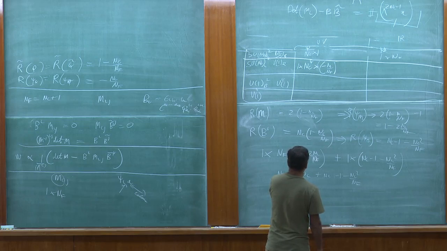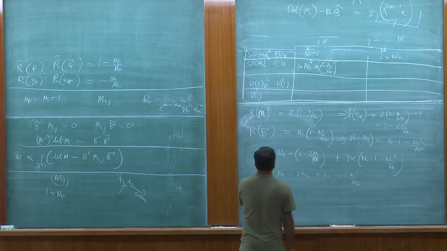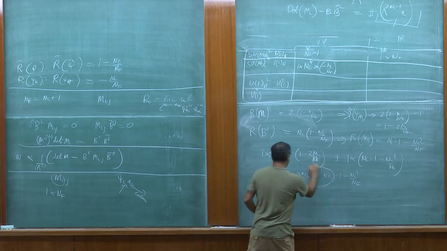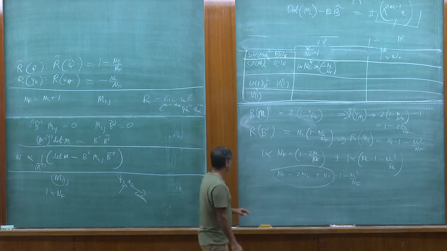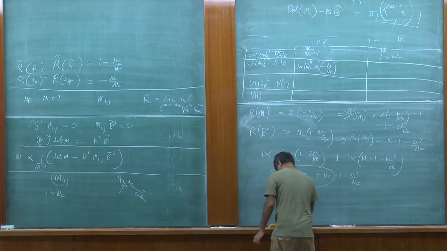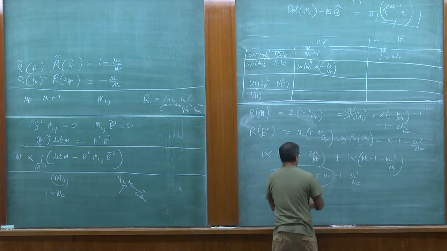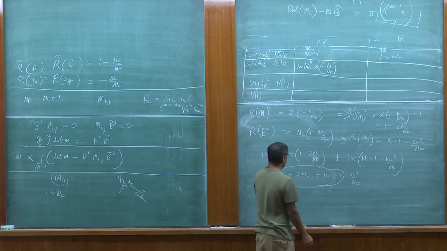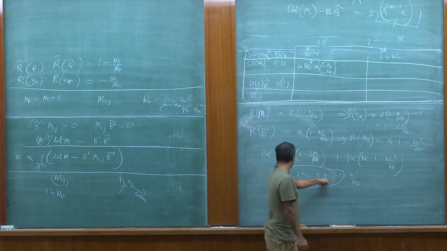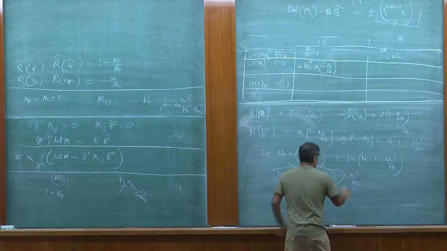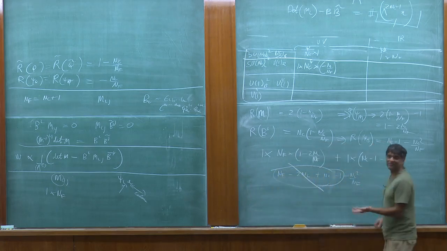And NF is NC plus 1. This cancels. Ah, thank you. Yes. So these three cancel. All four cancel, yes. Thank you. Because NF minus 1 is NC. So this is 2NC minus 2NC. So it's 0, and then we get minus NC squared by NF.